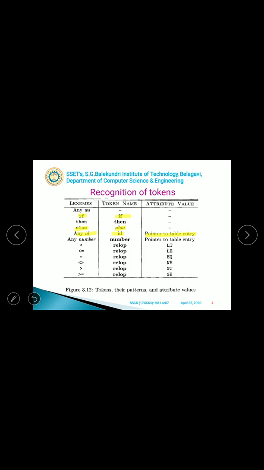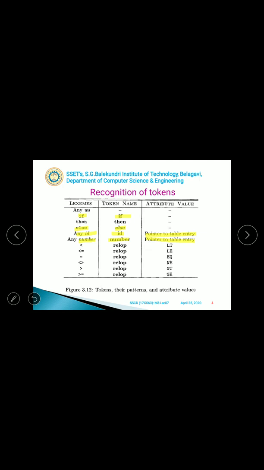Means, for example, if there is an a, your lexical analyzer is going to recognize a as an identifier, and then an entry should be made in the symbol table. Similarly, if there are any numbers, the same thing: it has to recognize it as a token, and then that has to be entered into a table.